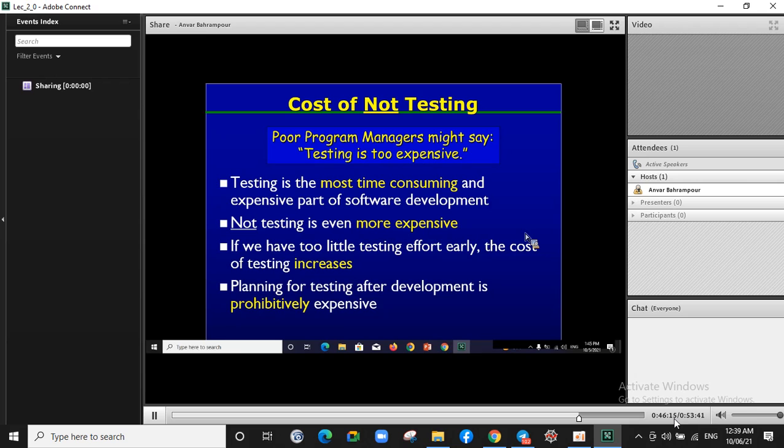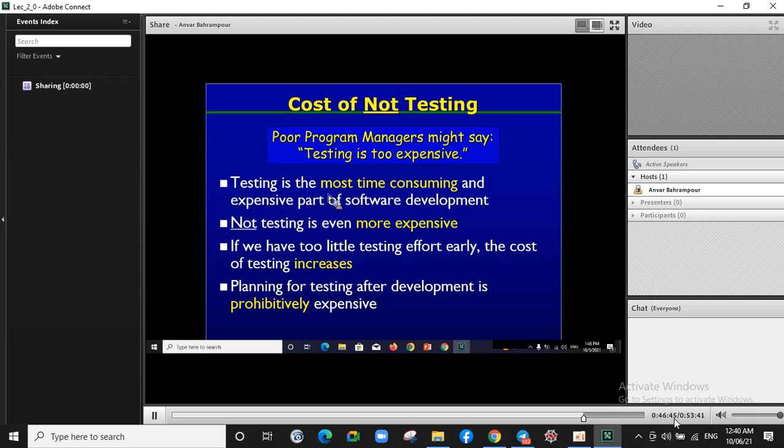And in this slide we talk about what is the cost of not testing. In the first statement, a poor program manager might say testing is too expensive, and they plan for not testing.